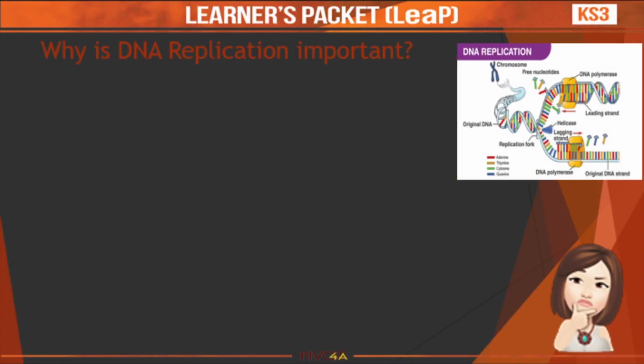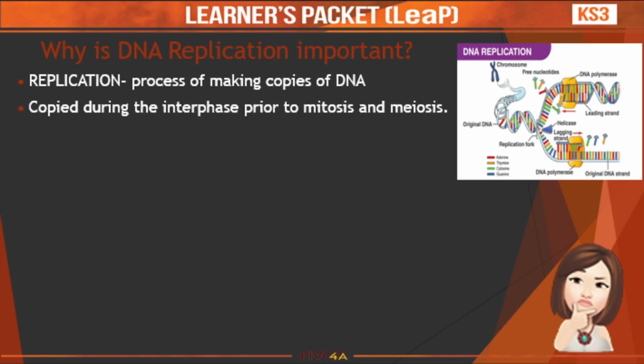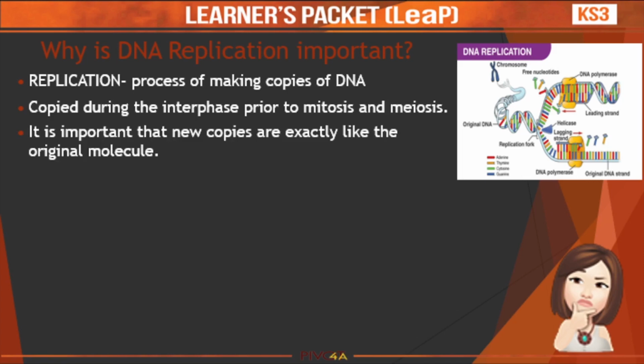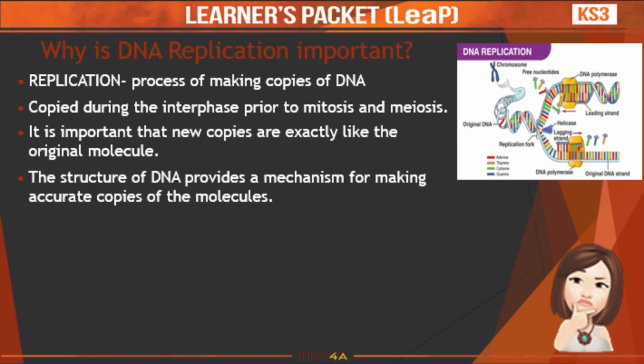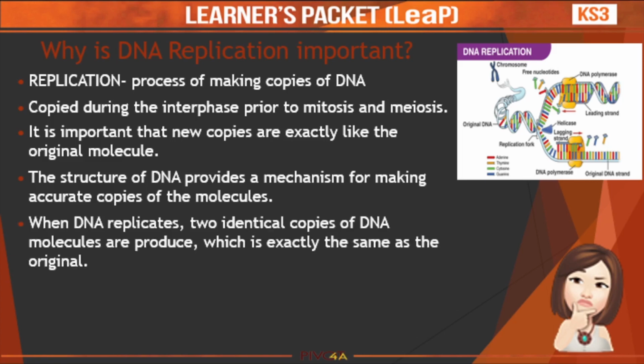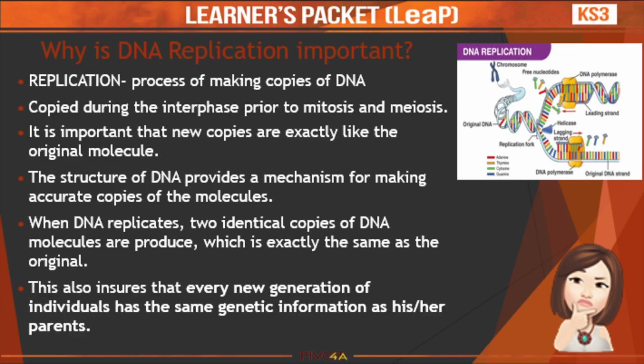So, why is DNA replication important? The process of making copies of DNA is what we call DNA replication. The DNA is copied during the interphase prior to mitosis and meiosis. It is important that the new copies are exactly like the original molecules. The structure of DNA provides a mechanism for making accurate copies of the molecules. When DNA replicates, two identical copies of DNA molecules are produced, exactly the same as the original. This also ensures that every new generation of individuals has the same genetic information as his or her parents. That is why DNA testing is so popular now in teleseryes.